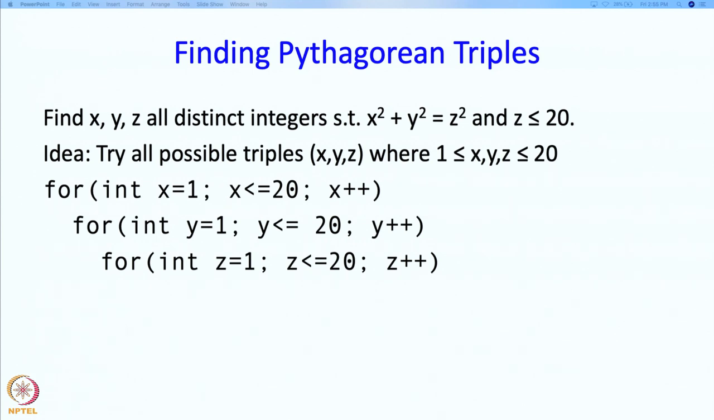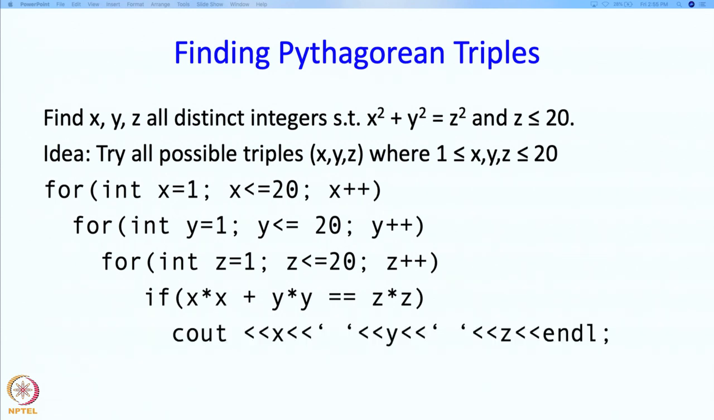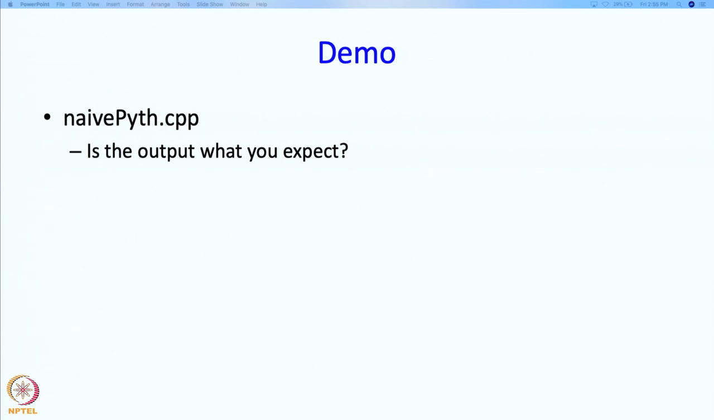So, if you want to check for all possible triples, the check has to be put over here, and that is the check. We want to know whether x squared plus y squared is equal to z squared, and if it is, we want to print out that triple. So, that is it. That is the program. So, let me show you a demo of it. I have called it naive pythagoras.cpp, and you will see the reason for it.